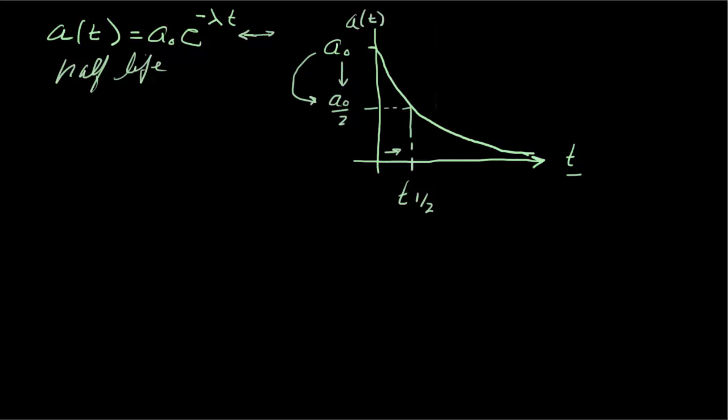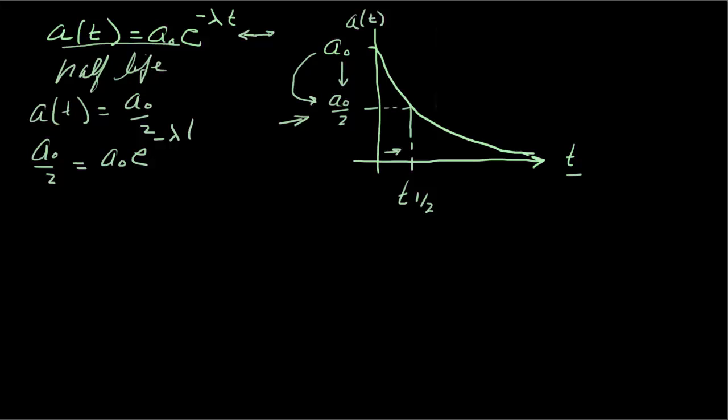So we know something about this relationship. We have some information, so we can rewrite that equation. Our a of t now is just equal to a0 over 2. We're looking at a specific value of a, and we can say then that a0 over 2 is just going to be equal to a0 times e to the minus lambda.